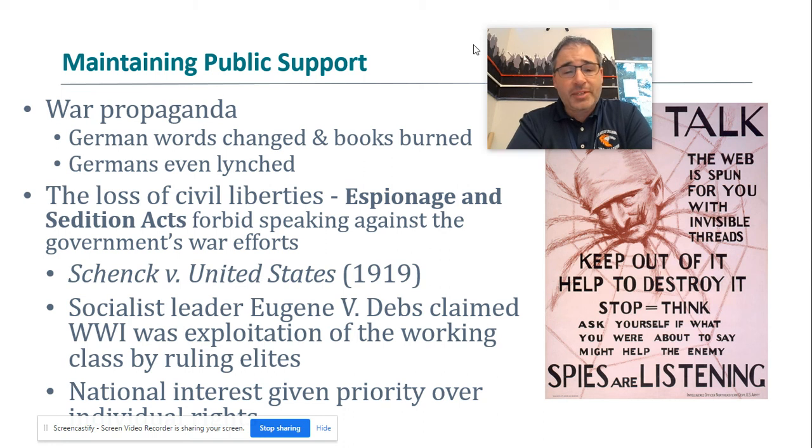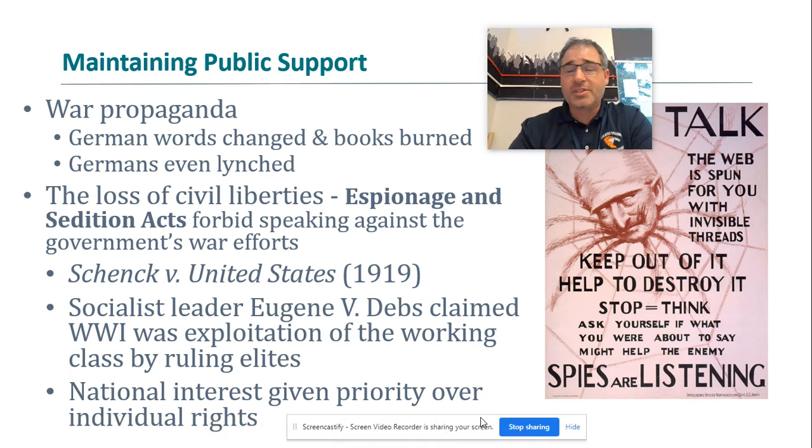There are going to be a loss of civil liberties. The United States passes the Espionage and Sedition Act, which forbids speaking against the government and its war efforts, which kind of violates the whole First Amendment thing. But it goes to the Supreme Court, and the Supreme Court said in Schenck versus the United States in 1919 that the famous phrase is, "You can't shout fire in a crowded theater." Essentially what Schenck says, though, is that your free speech is limited if it is going to cause harm to others or the country. So we see that there are limits on the First Amendment rights. Now we're just going to have to try to find where all those limits are.